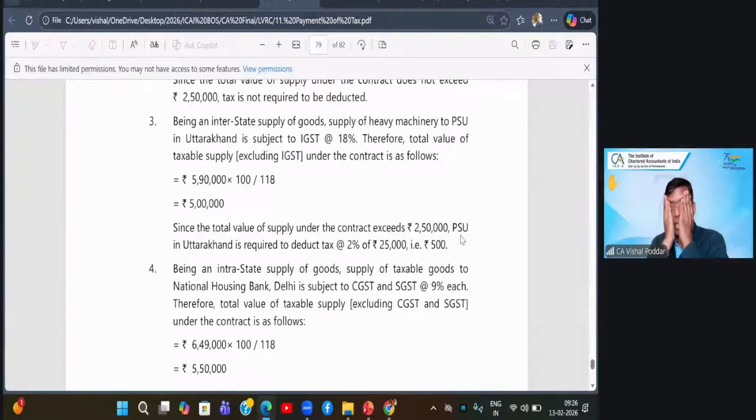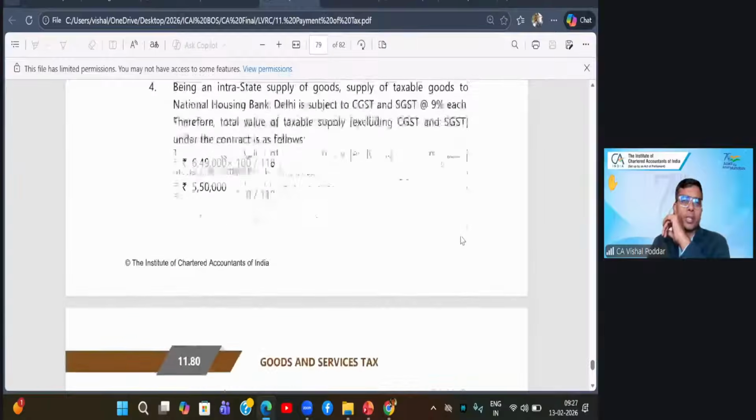So now, since all the conditions are satisfied, TDS is applicable, but TDS is only on the amount which is taxable in that month. So TDS will not be on the gross amount. It will be only on that 25,000, which is that month's supply, out of the total supply. That is why it is 2% of 25,000, so 500 rupees. And since it is interstate, the tax levied is IGST. Hence the TDS is also deducted under IGST.